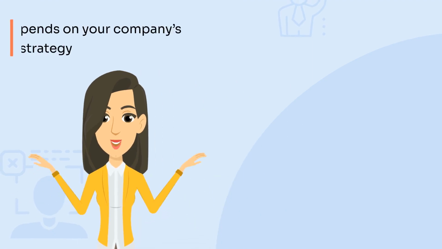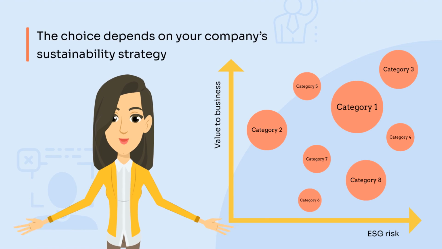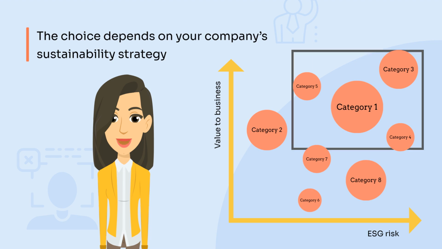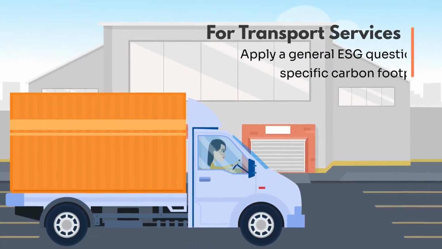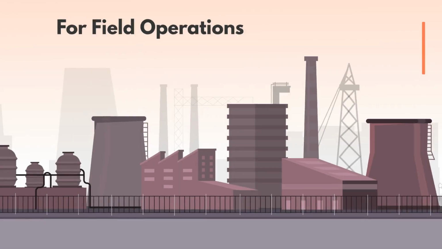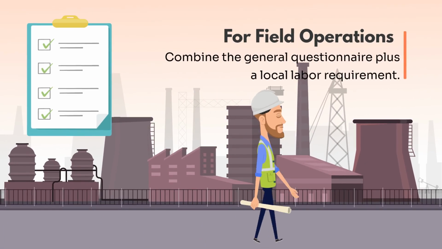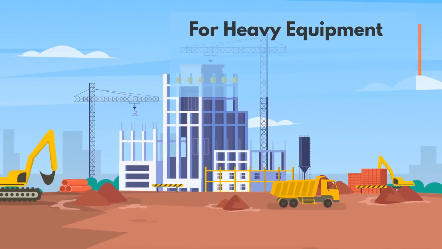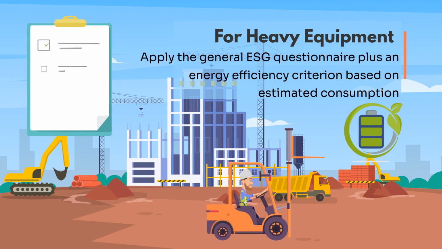The choice depends on your company's sustainability strategy and an impact mapping of which suppliers or services have the highest ESG relevance. For high-impact categories, you might combine multiple ESG criteria. For example, for transport services, you could apply a general ESG questionnaire plus a specific carbon footprint criterion. For field operations, combine the general questionnaire plus a local labor requirement. For heavy equipment, apply the general ESG questionnaire plus an energy efficiency criterion based on estimated consumption.